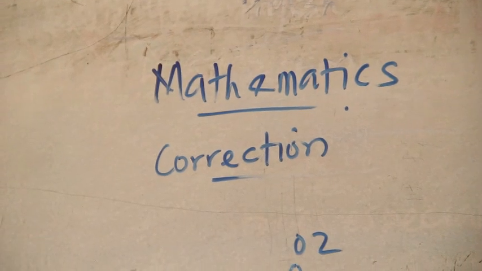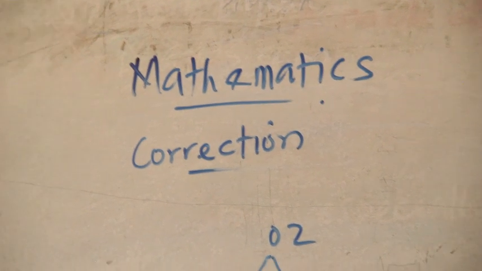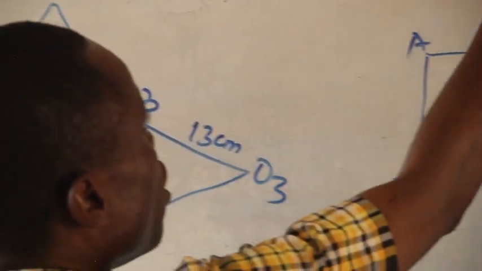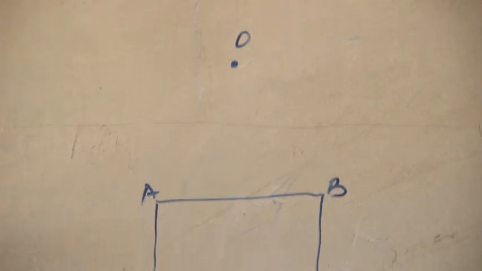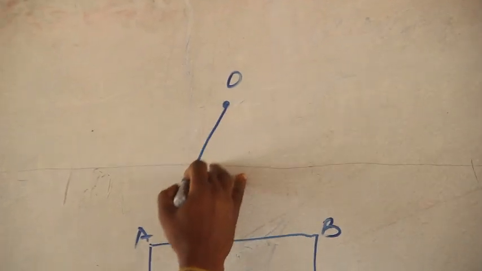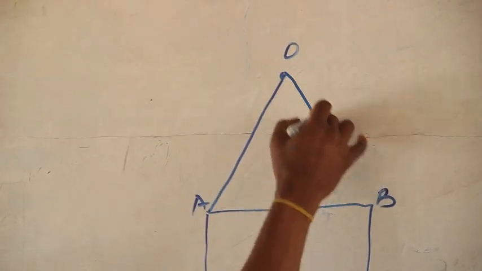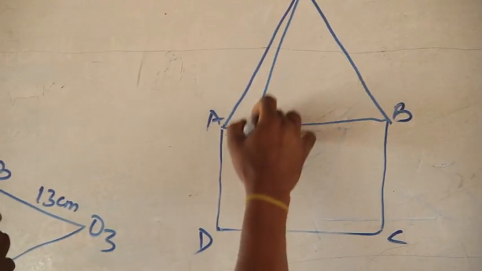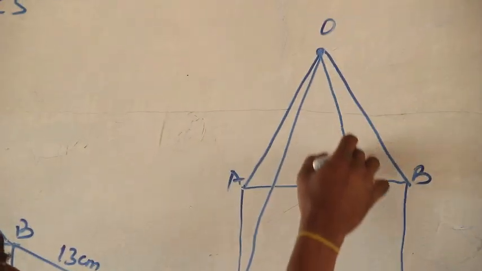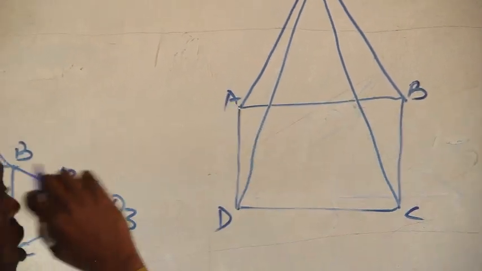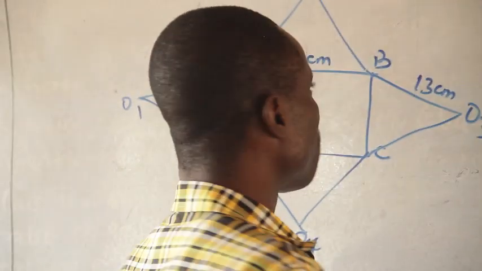Let's label this as A, B, C, and D. Then let's call this one the vertex, and it becomes O. Then join O to A, O to B, O to D, and O to C. Now this is the complete diagram.